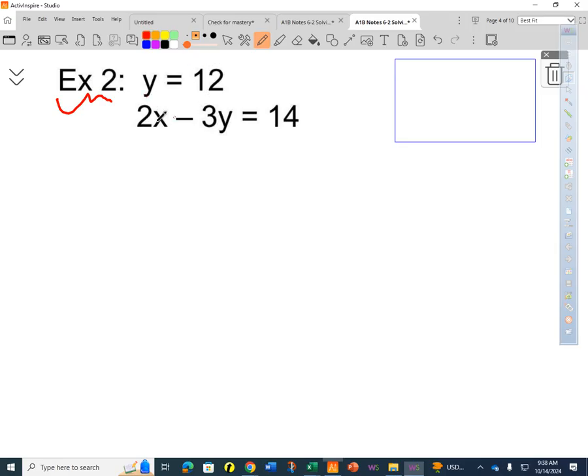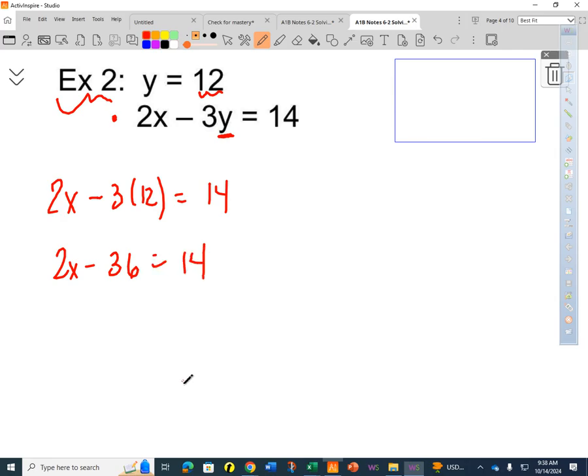So everywhere there's a y in this equation, we're going to plug in 12. So 12 is going to go there. So we're going to rewrite this equation as x minus 3, but instead of y, we know now that y is 12. So now we're going to simplify here. 2x minus 12 times 12 is 36, equals 14. With a two-step equation, we're going to undo the subtracting by adding.